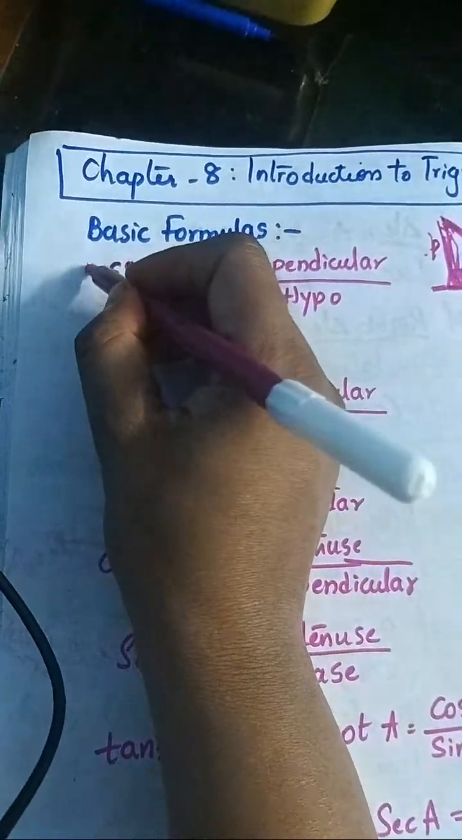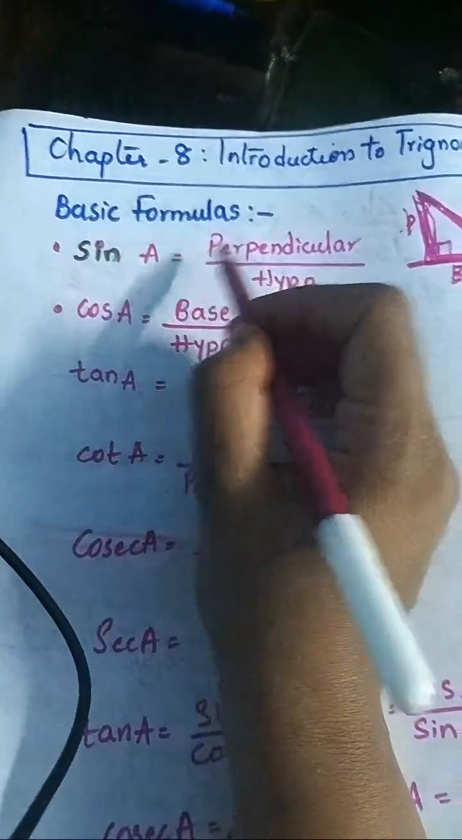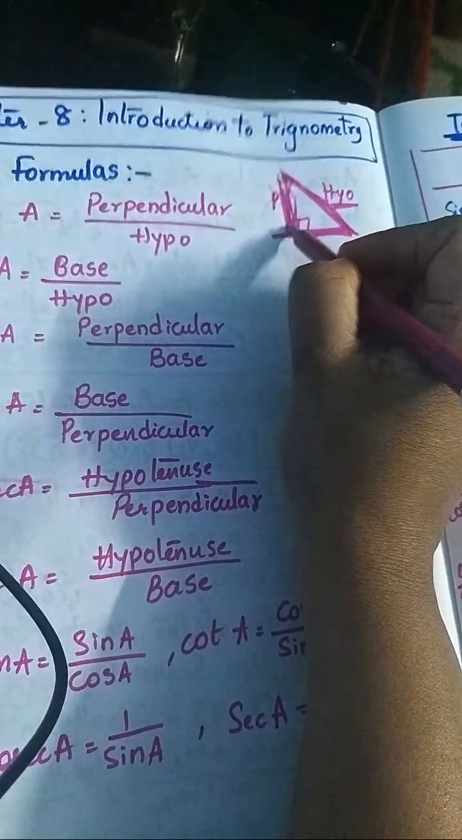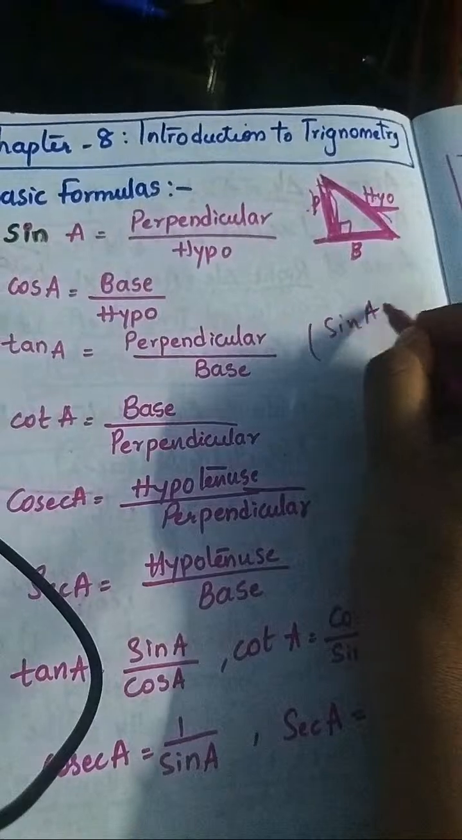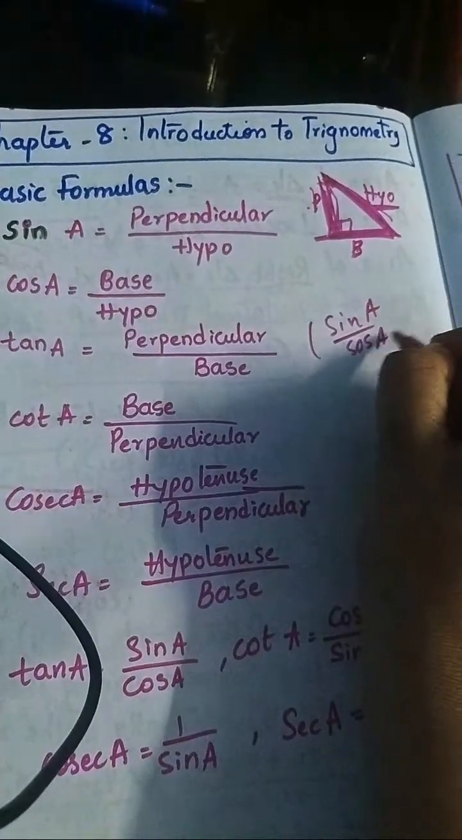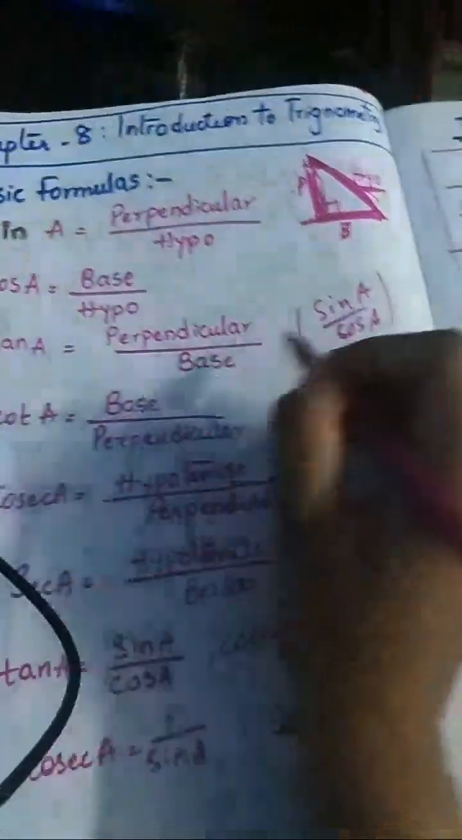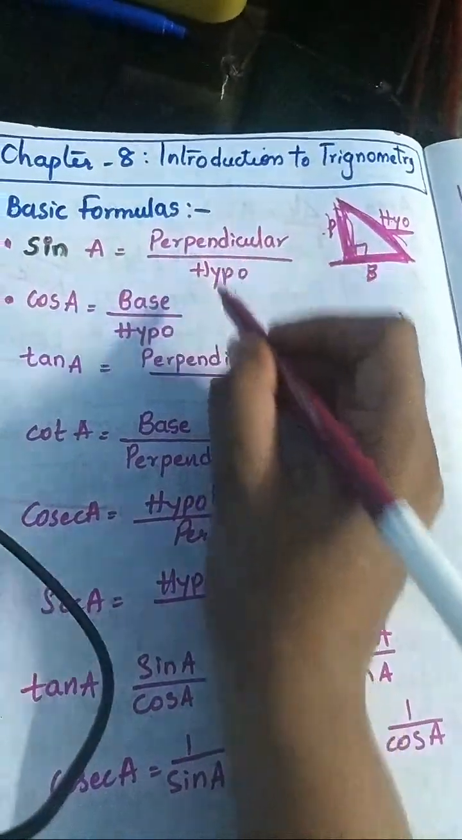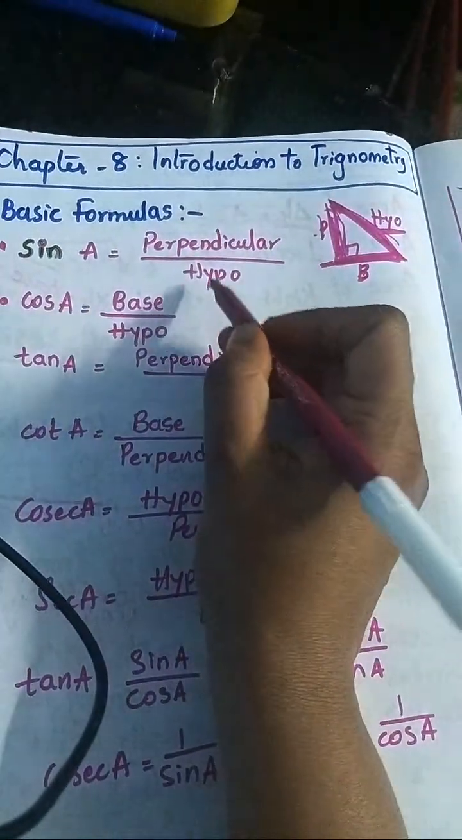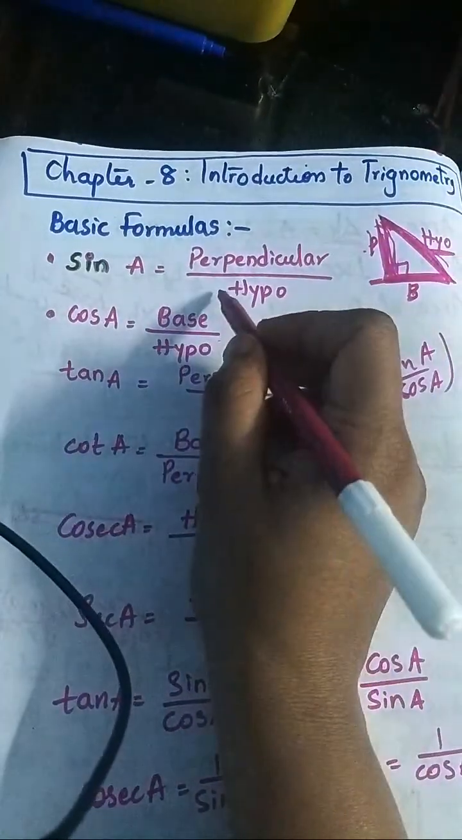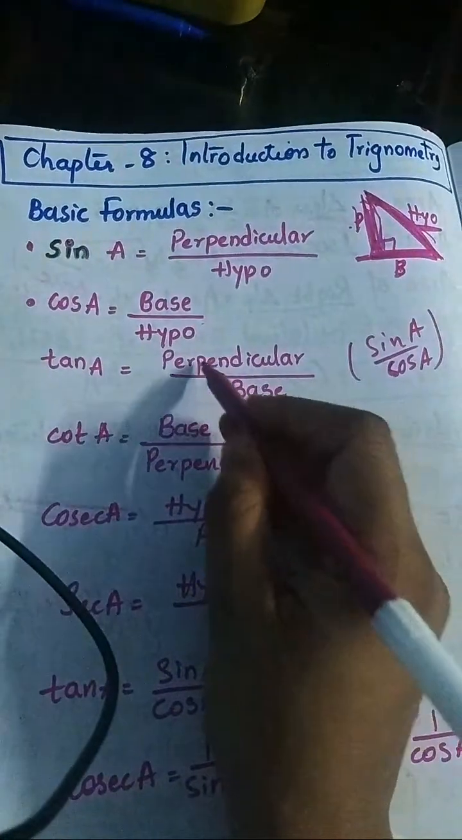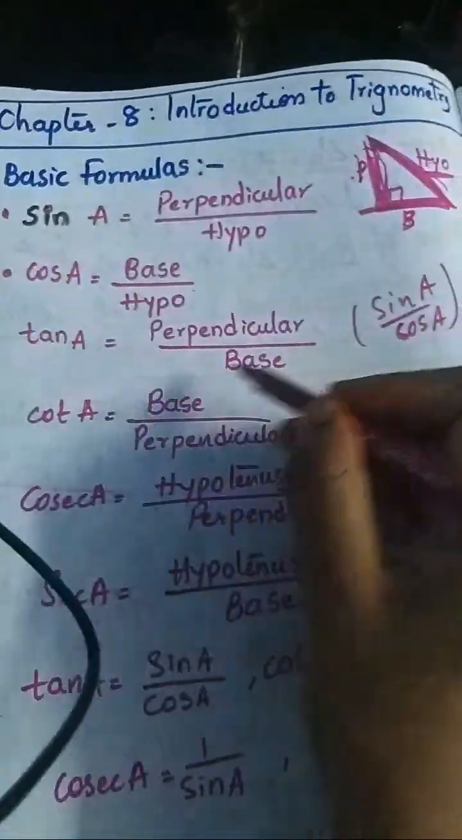So first one, sin A is equal to perpendicular distance by hypotenuse. Cos A means base by hypotenuse. Tan A means sin A by cos A. Sine means perpendicular by hypotenuse, cos means base by hypotenuse. Hypotenuse cancels, we get perpendicular by base, P by B. So like this we have to understand.